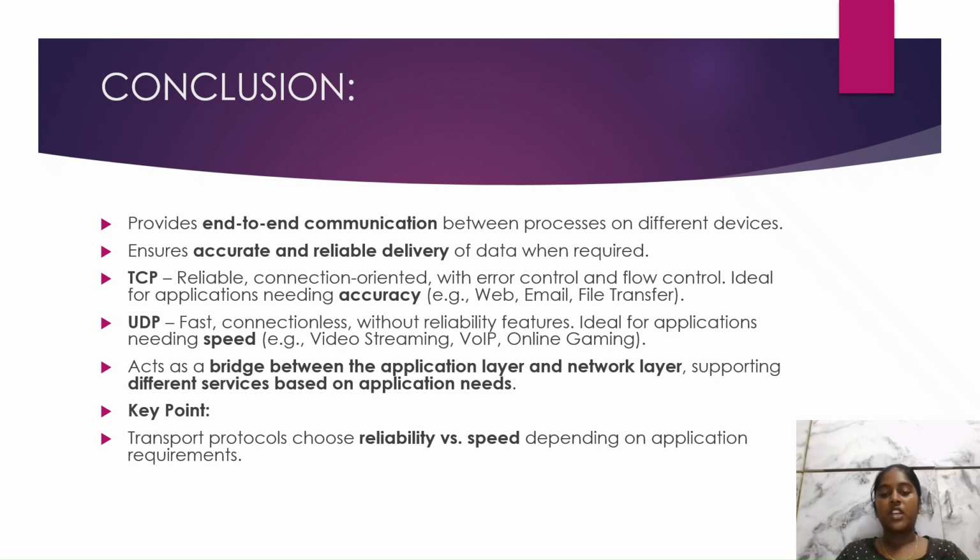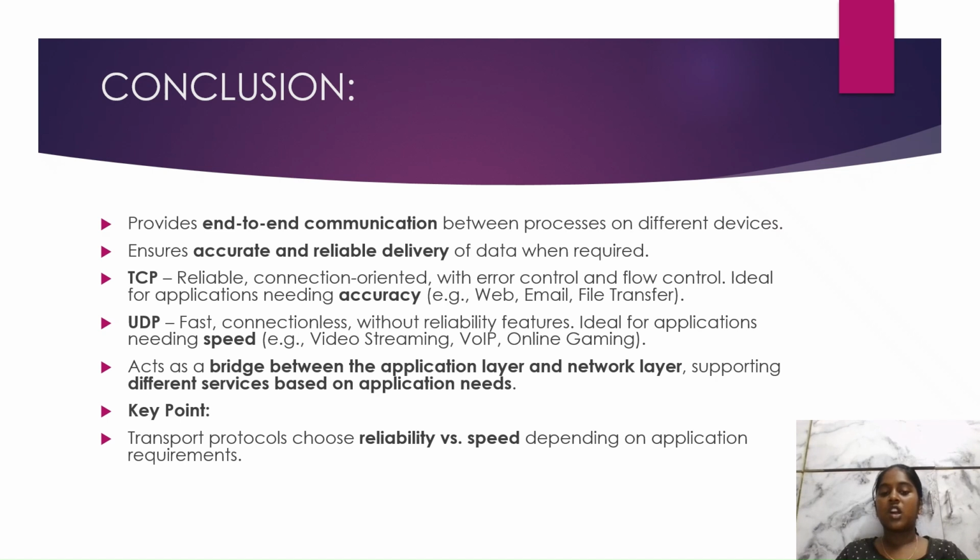UDP is used for applications which are ideal for speed. The applications are fast, connectionless, without reliability features. These help in improving the speed in UDP. Examples for UDP are video streaming, VoIP, and online gaming. These are the main differences: UDP is not reliable, TCP is reliable. UDP is a connectionless process and TCP is a connection-oriented process.